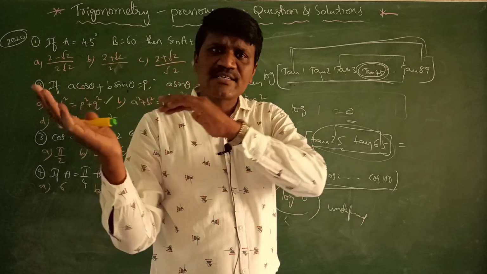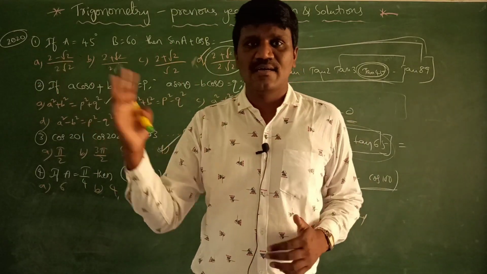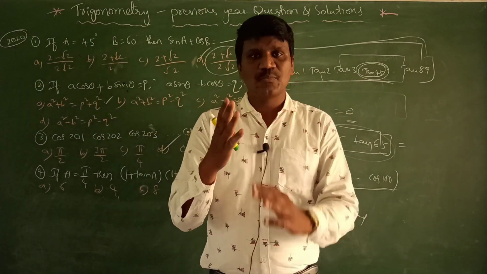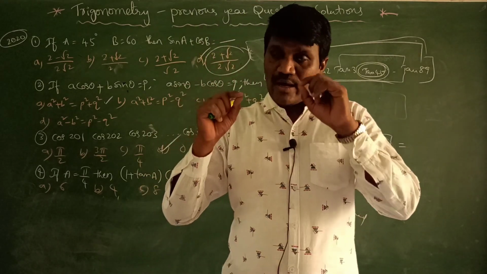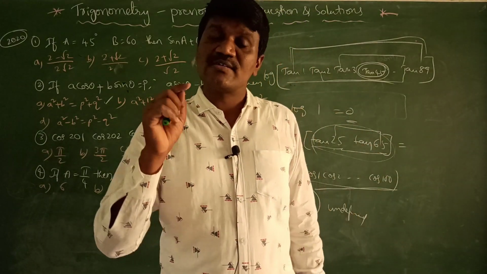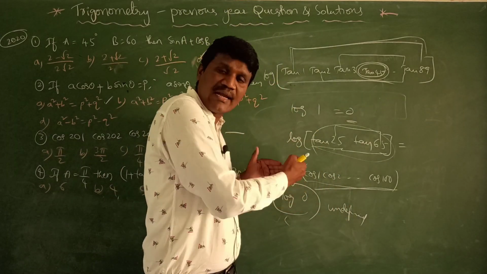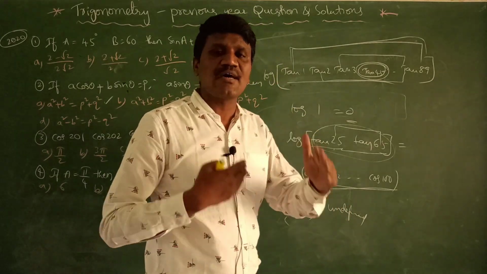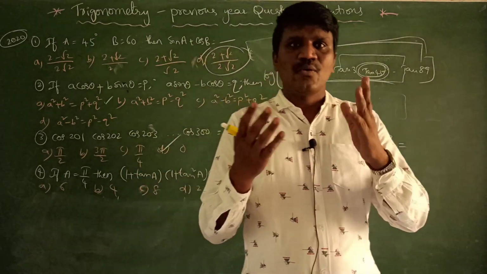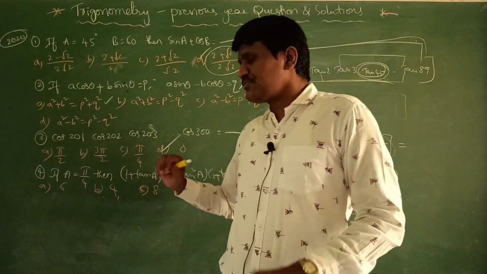So this is a connection problem between trigonometry and logarithms. Okay students, I hope all of you understand. So you go back to the previous videos and see the logarithms. In the logarithms we have explained what log 1 and log 0 are, and how the values become 0 and all. Okay students, now the last problem.